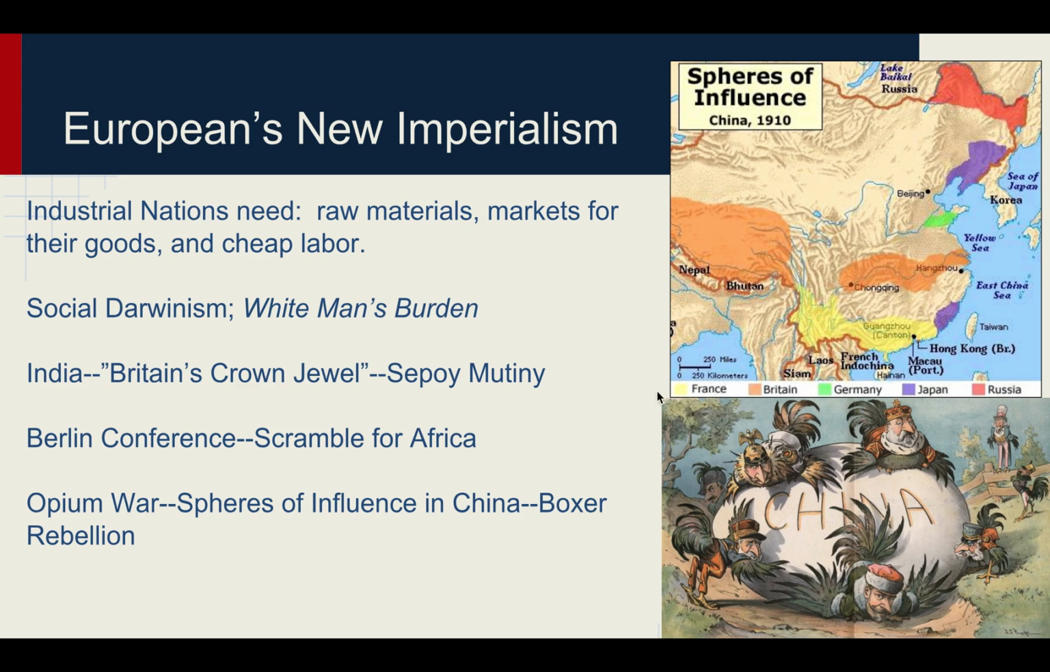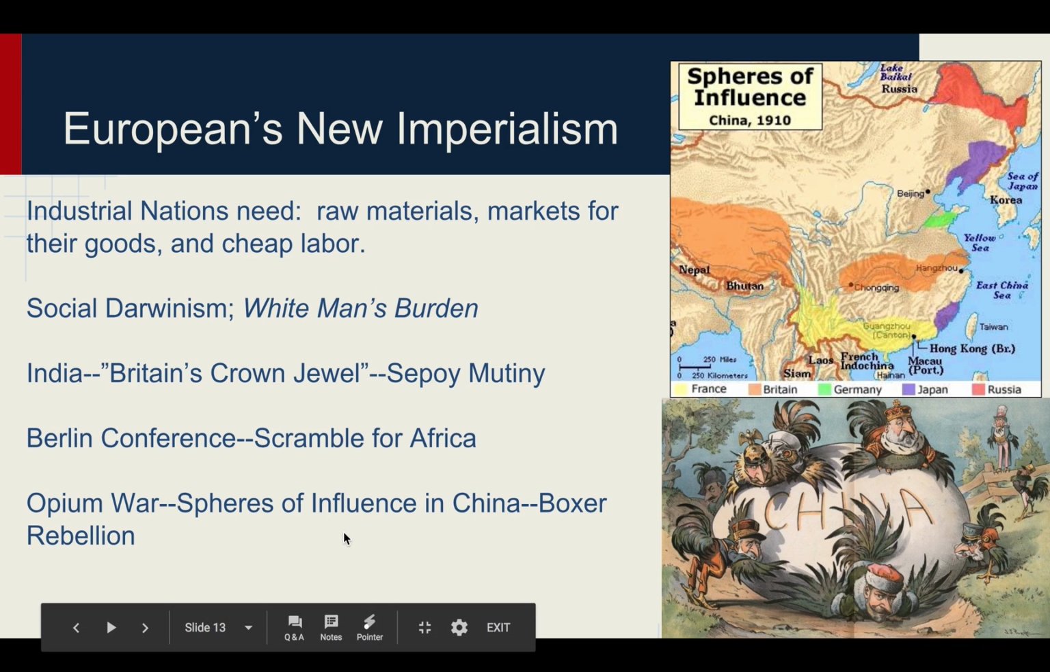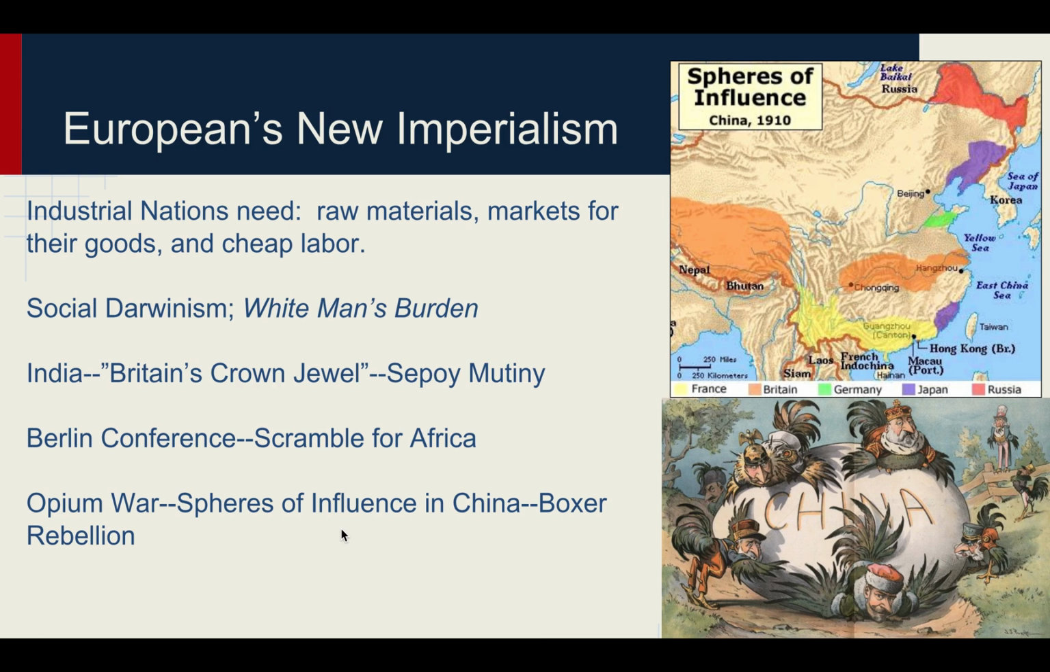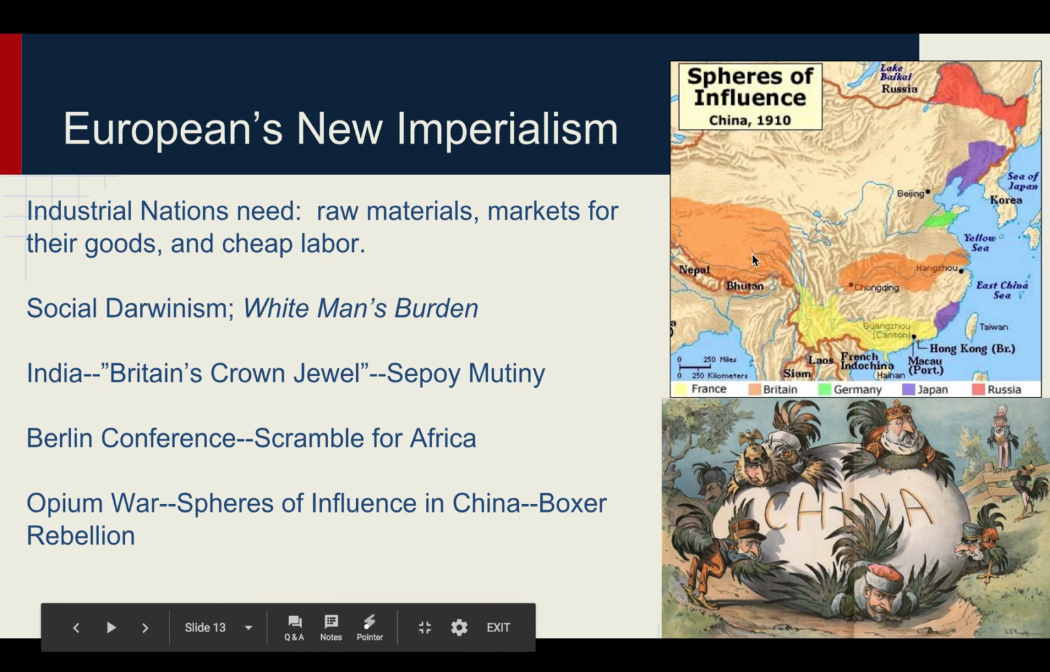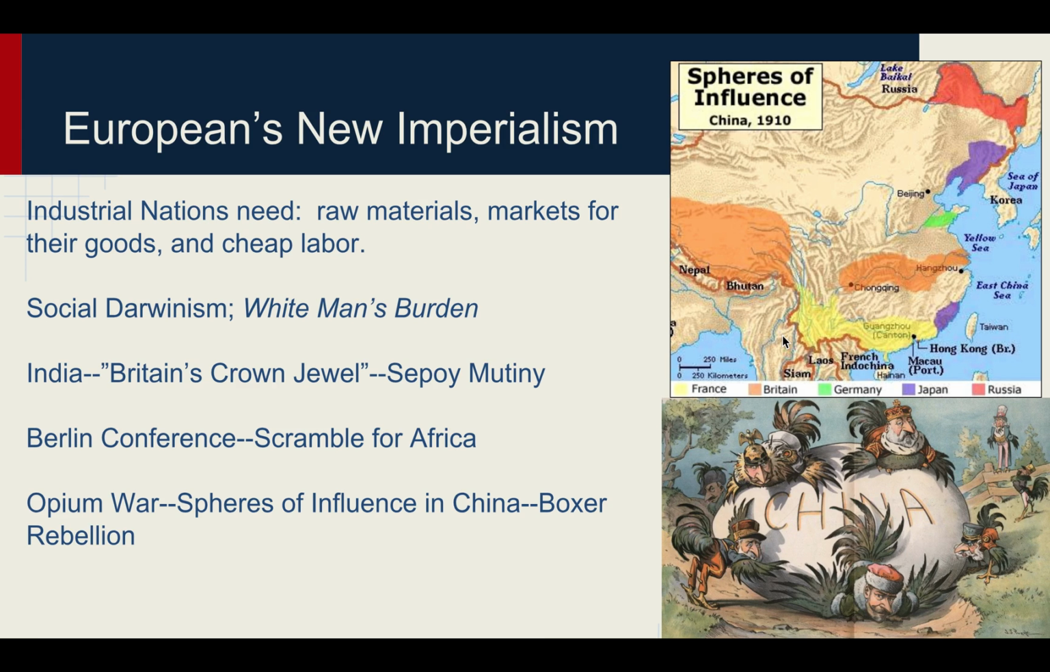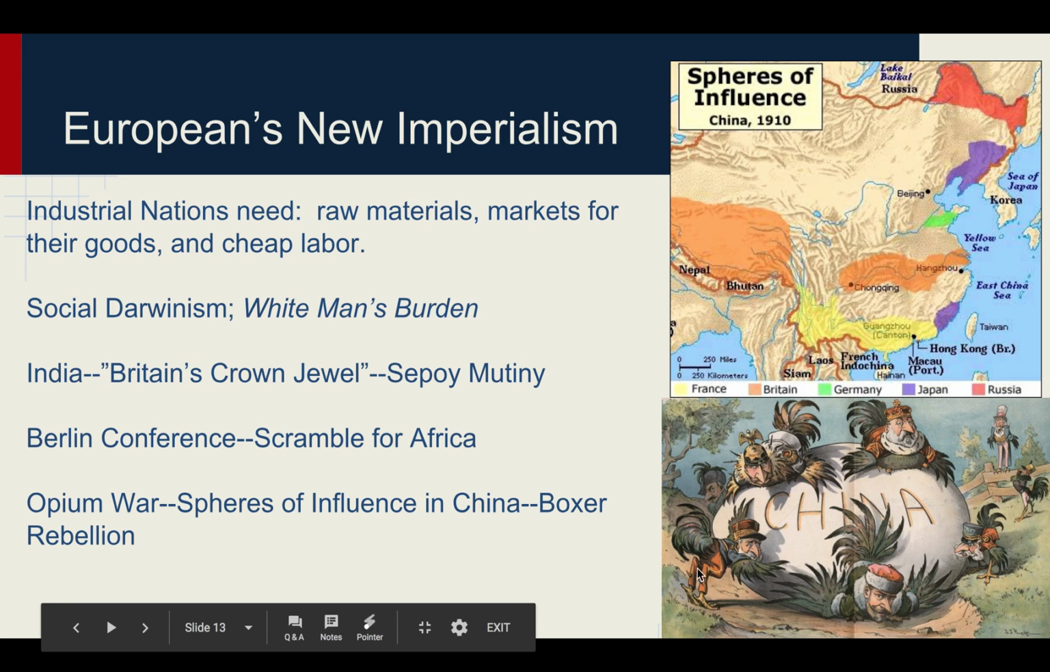Of course, in China, China is not divided like Africa, but it is divided into spheres of influence after the British defeat the Chinese in the Opium Wars. And opium, as you know, is a drug, and the English were able to smuggle that drug into China. Once the Chinese try to defeat the English in the Opium Wars, they lose. And so you can see on this map, you have a British sphere of influence. Those are special trading areas. You have in yellow the French sphere of influence. Japan gets a sphere of influence. Germany gets a sphere of influence. Russia gets a sphere of influence. China loses its ability to really control its own destiny.